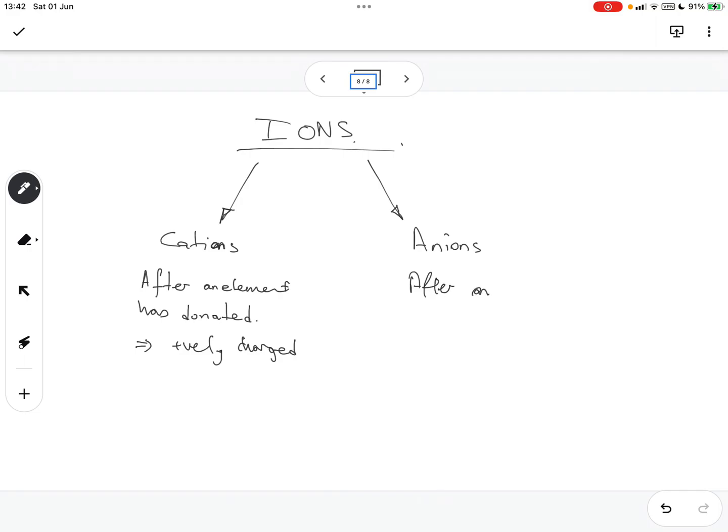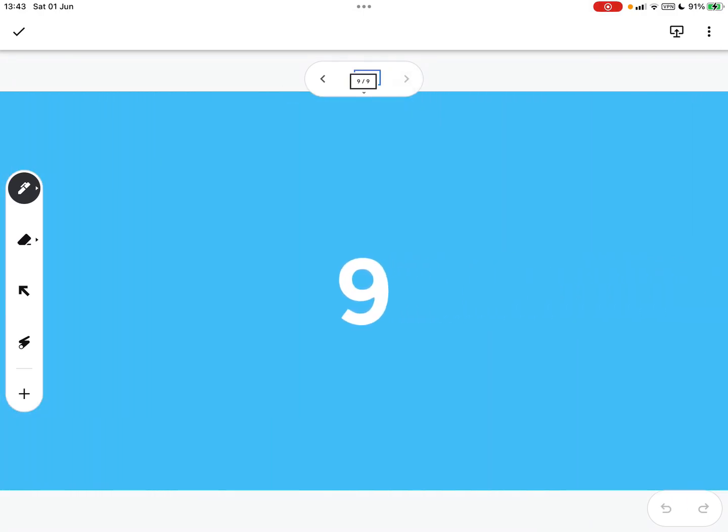And similarly, when an element has received an electron, then it becomes negatively charged. And the importance of this is that it helps us even with the reactions, right? But the great thing about this is that it helps us visualize the whole electron exchange between atoms.